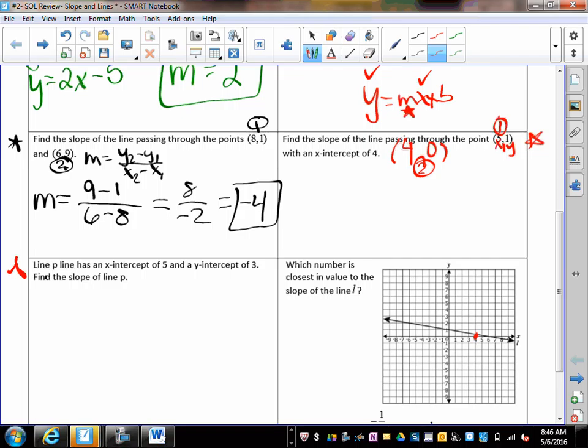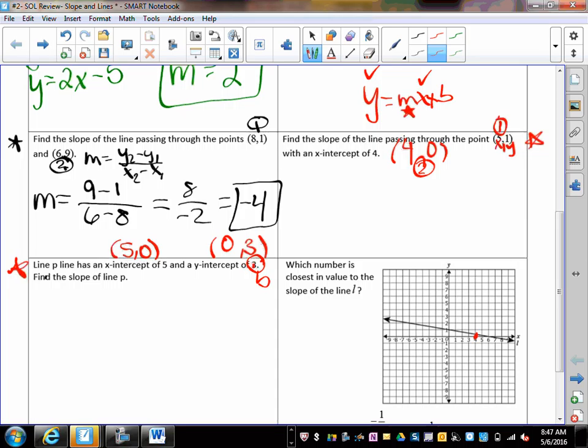Alright, our next one here says line P has an x-intercept of 5 and a y-intercept of 3. Find the slope of line P. You can do this a couple of different ways. We just recognized that an x-intercept would have been the point 5, 0. What would your y-intercept be? What point would that be? Good, 0, 3. Or you can think of it as, in your equation, which variable represents your y-intercept? B. So if they gave us the y-intercept is 3, then we know that b is going to be 3.